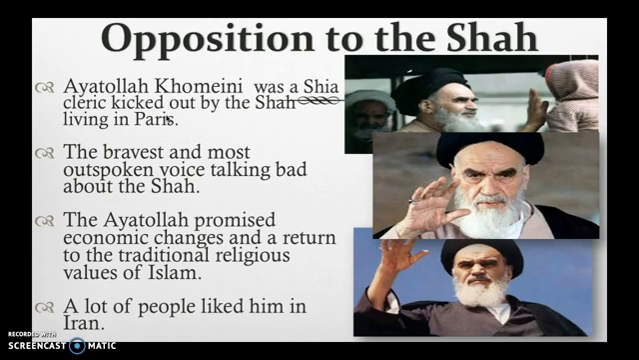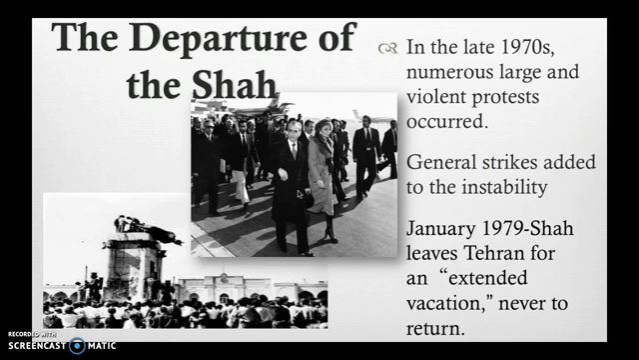The Ayatollah promised economic changes and a return to traditional religious values of Islam if he was put into power. A lot of people liked him in Iran, and so he's definitely going to gain support. After the departure of the Shah in the late 1970s, numerous large and violent protests occurred. General strikes added to instability.